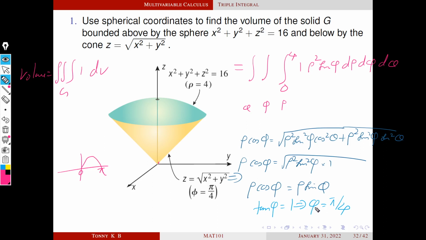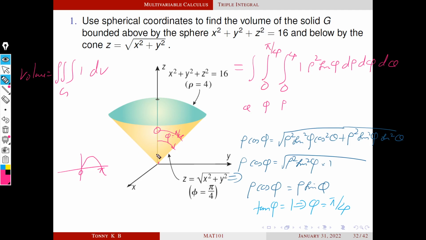Because phi is only varying from 0 to pi by 4. Clear? And it is clear that here this angle, that is our phi, is less than pi by 2. So in this interval it has only one solution, that is pi by 4. Anyway, phi equal to pi by 4 is the equation of this cone in spherical system. Now we are ready to write the limit of phi, because phi is varying from this point to this point. That means its variation is from 0 to pi by 4.